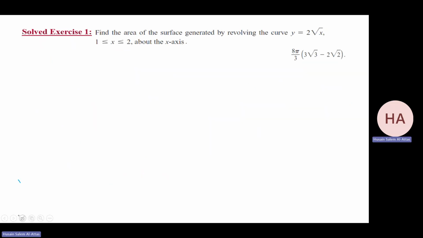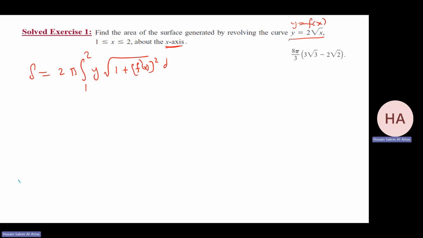Find the area of the surface generated by revolving this curve. I have y equal a function of x, so I need to deal in terms of x. I have the x values, about the x-axis. What is S? S is 2π integral from a to b, which is 1 to 2, of the x values, I have y, then the square root of 1 plus f prime of x squared dx, because everything there is of x.